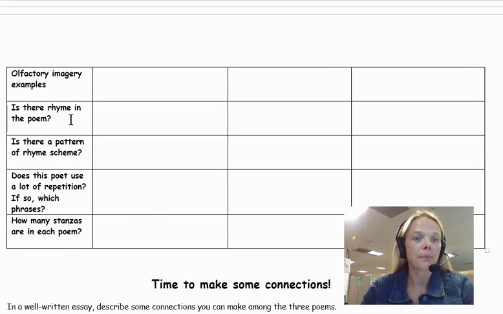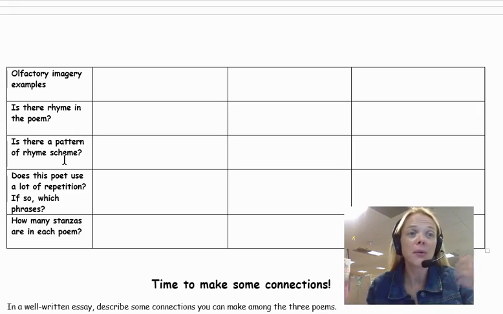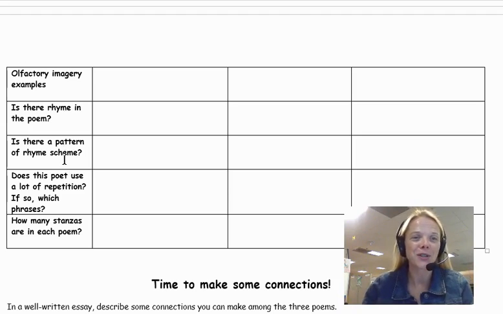Is there rhyme? Is there a pattern of a rhyme scheme? So if you have rhyme, you generally have a rhyme scheme. If you don't have rhyme, you don't have a rhyme scheme. You need to make these connections. Does the poet use a lot of repetition? If so, which phrases or lines are repeated? And finally, how many stanzas are in each poem?